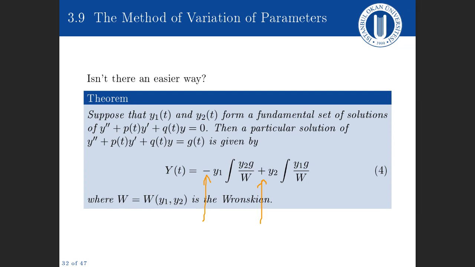And the answer is no, because if we swap the functions in the Wronskian, that's the same as swapping two columns in the determinant of a 2 by 2 matrix. And what happens to the determinant if we swap two columns in a matrix? We multiply the determinant by minus 1. So then we get minus 1 multiplied by minus 1, which is plus 1. So the answer is no. It doesn't matter which function you call y1, and it doesn't matter which function you call y2. You'll always end up with the same particular solution.